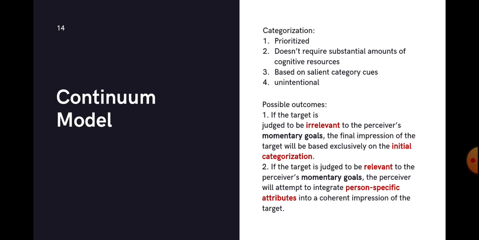And then I see another target in the room, and he looks like an old man. He has a beard, and he wears glasses. I judge him as being relevant to my momentary goal, which is to find a philosopher. So I will attempt to integrate more person-specific attributes to add to the initial categorization that I already made, in order to form a coherent impression of the target.